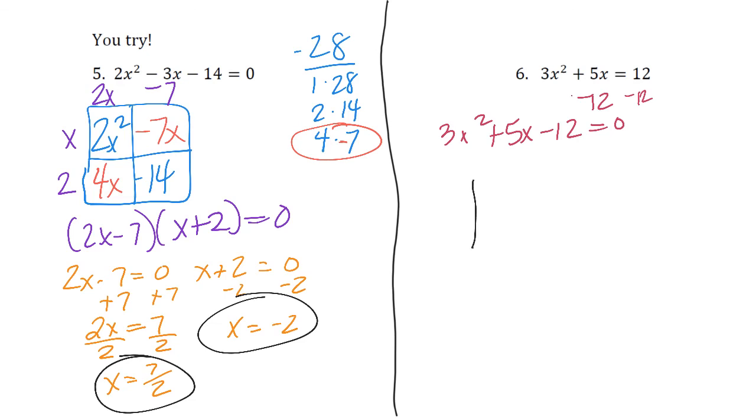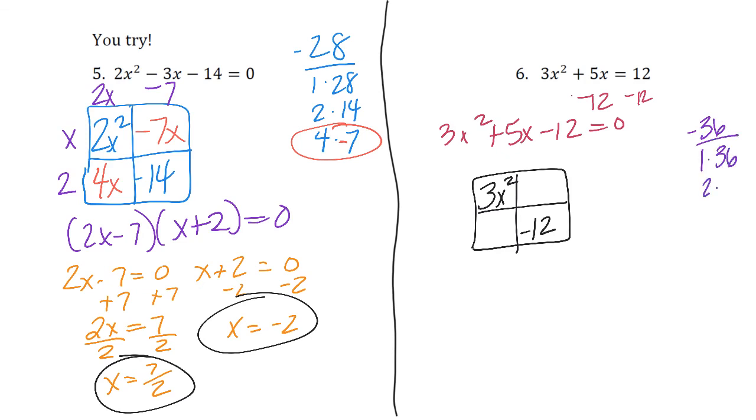So we're going to go ahead and draw our box. And we're going to write in our pieces. 3x squared, negative 12. And then we are going to say 3 times negative 12 is negative 36. And we want to get our factors of 36. So 1 and 36, 2 and 18, 3 and 12, 4 and 9, 6 and 6. So if we need to get 5, and we need a negative 36, one of them is positive, one of them is negative. So we're going to use 4 and 9, but we're going to have a negative 4 and a positive 9 because 9 minus 4 is 5. So 9x and negative 4x.